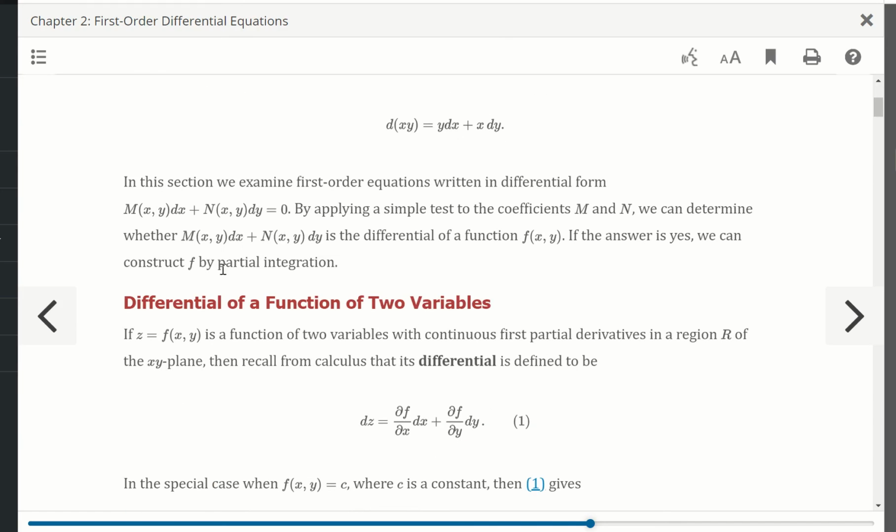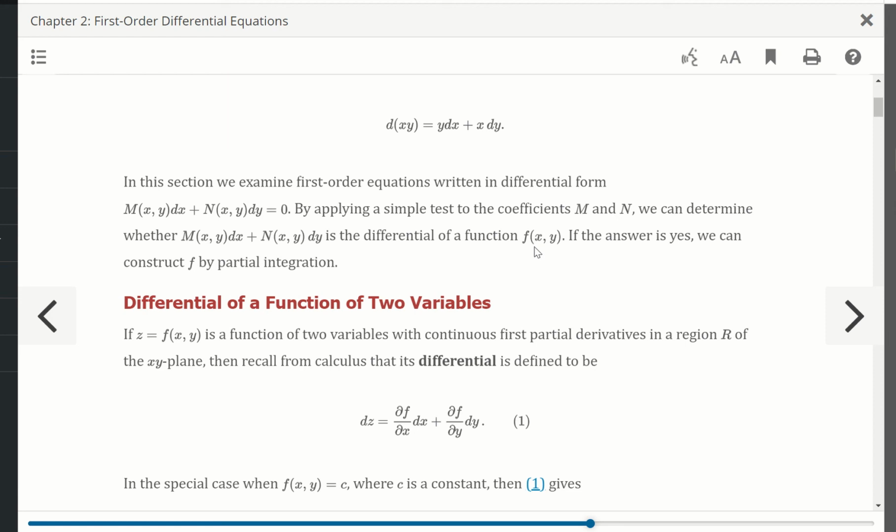When we look at differential equations presented using differential notation, we can think of there being some function, call it M, generally of the variables x and y, in front of the dx, and similarly the function in front of the dy term we label N of x comma y. The question is, given an expression of this form, is it the differential of some function f of x comma y?